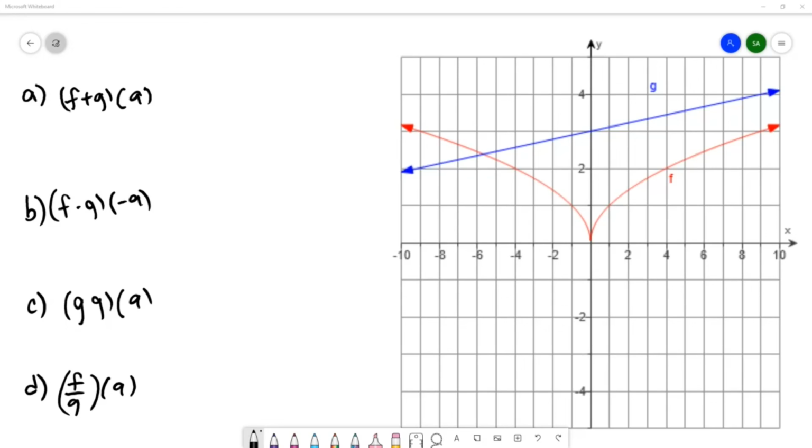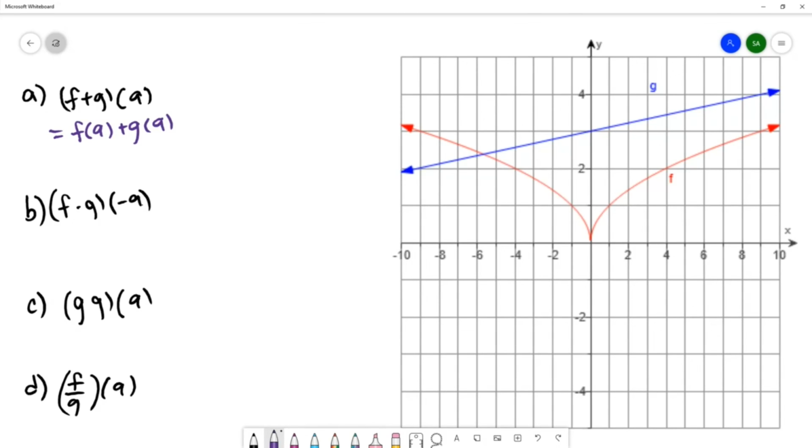In this example, we want to use the graph to evaluate the given expressions or state that it's undefined. In our picture on the right-hand side, we have a line labeled as g, and a curve that is labeled as f. In part A, we want to find f plus g of 9. I'm going to follow the notation here, and this is f of 9 plus g of 9.